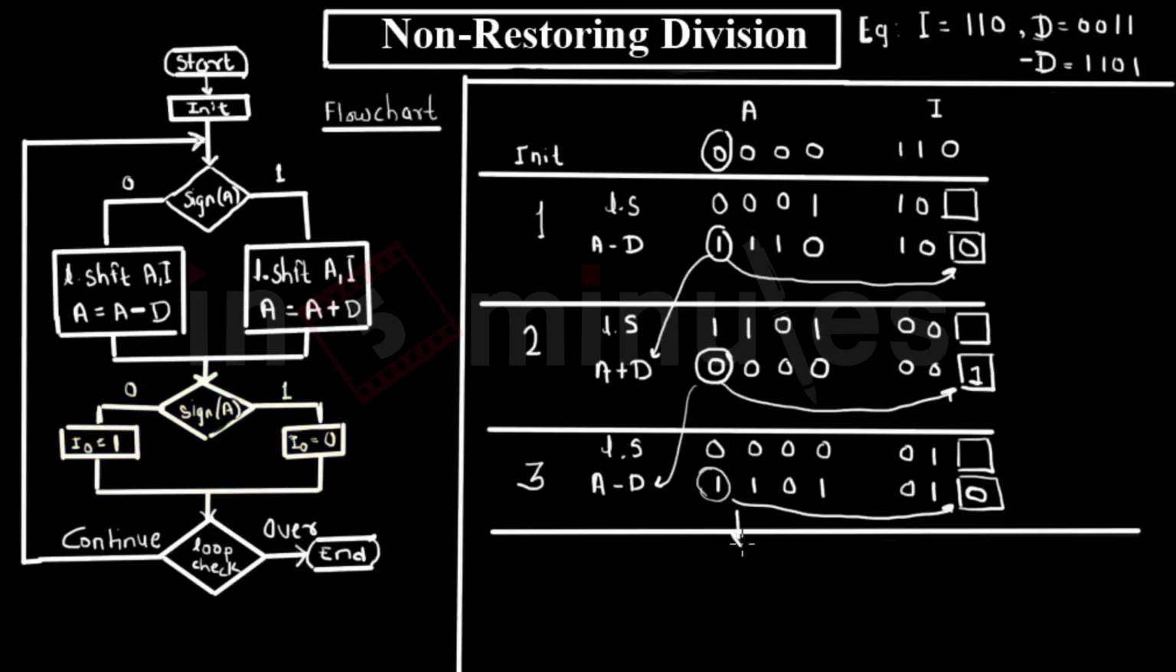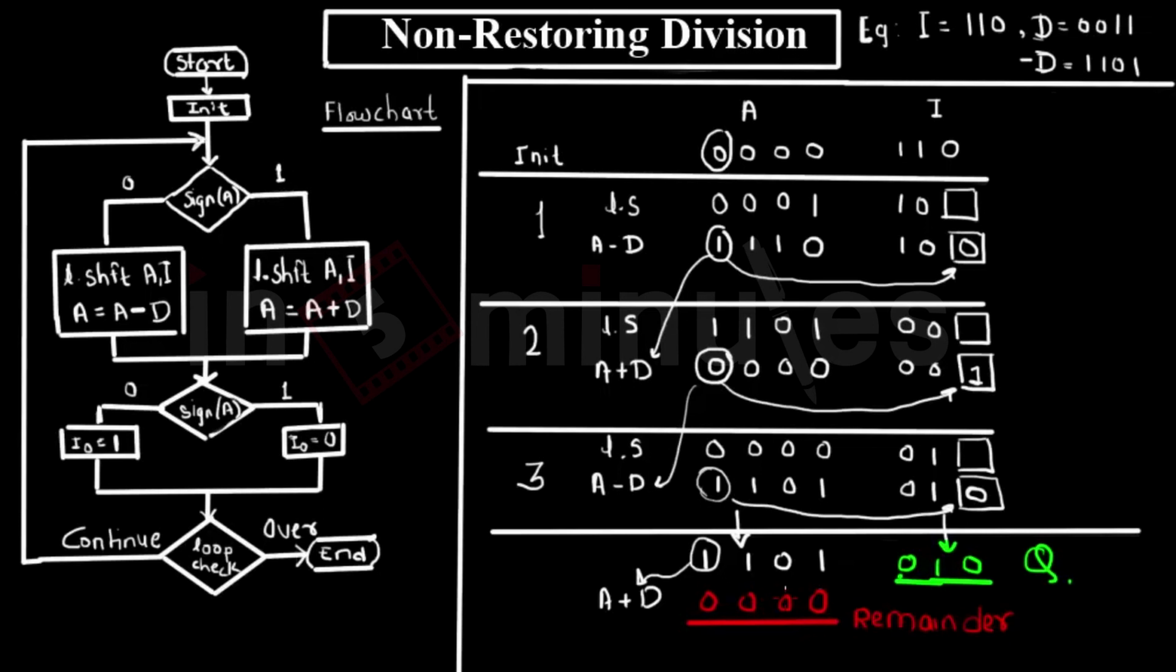So now what we got here is A final value 1101 and I final value is 010. So this value is nothing but the quotient part. For the remainder part, the sign of A is still 1. So we have to perform another A plus D, which gives 0, 0, 0, 0. And this is nothing but the remainder. So the A will contain the remainder of the operation and I will contain the quotient.